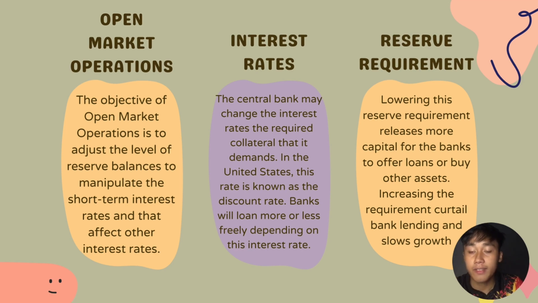Meanwhile, for interest rates, the central bank may change the interest rates and the required collateral that it demands. For example, in the United States, this rate is known as the discount rate. Banks will loan more or less freely depending on this interest rate. Lastly, for reserve requirement, lowering the reserve requirement releases more capital for banks to offer loans or buy other assets. Increasing the requirement curtails bank lending and slows growth.